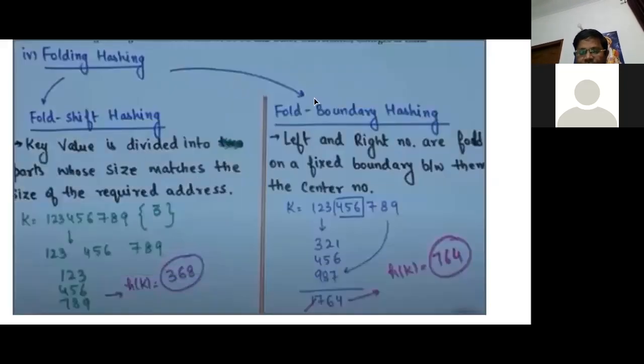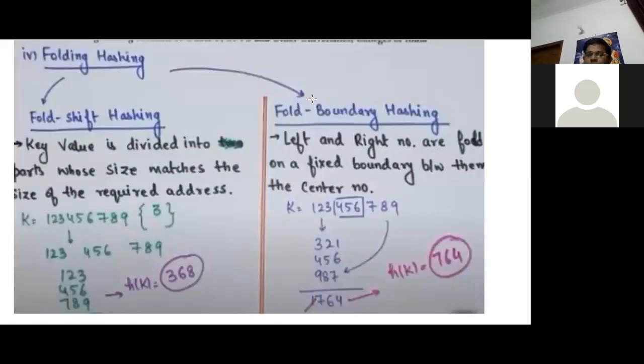Now the second variation is fold boundary hashing. In fold boundary hashing, the left and right numbers are folded on a fixed boundary between them. So what it means, suppose you have been given a key value. Again, I am taking the same example, 123, 456 and 789. Since the address size is 3, what you have to do is fold the left and right numbers.